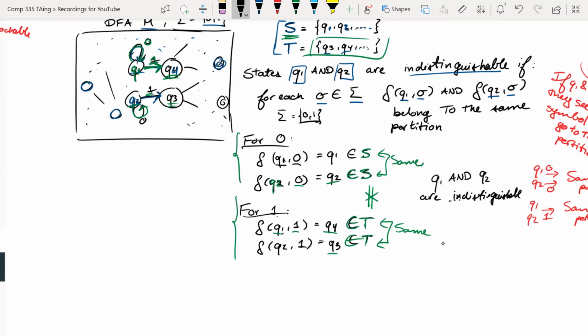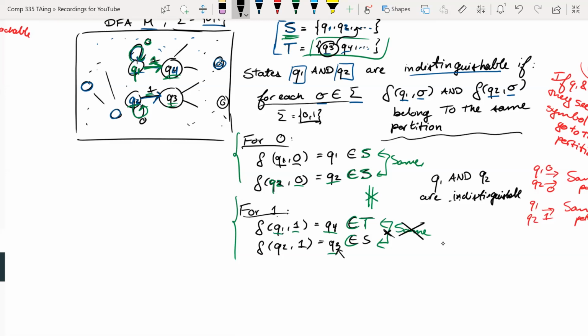If it had happened that Q3, instead of being in T, were in S, then these two would not be the same. So the partitions for the symbol 1, for Q1 and Q2, wouldn't go to the same partition. Then you would have a break in this definition here, right? Because this says that for each symbol, it has to be the same partition, okay?